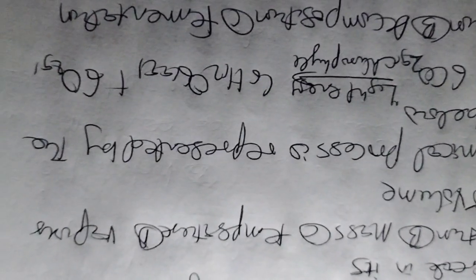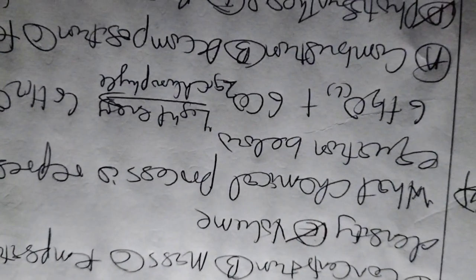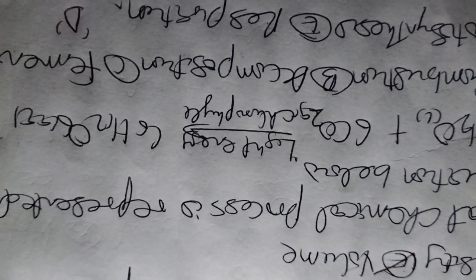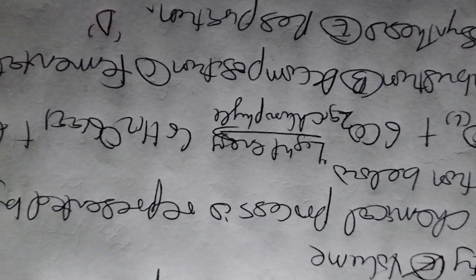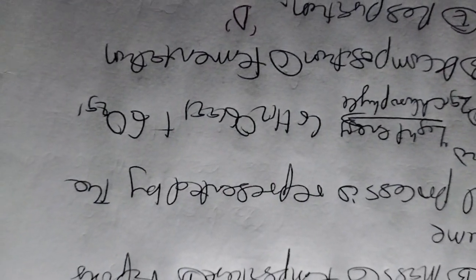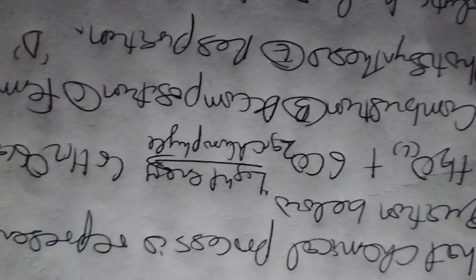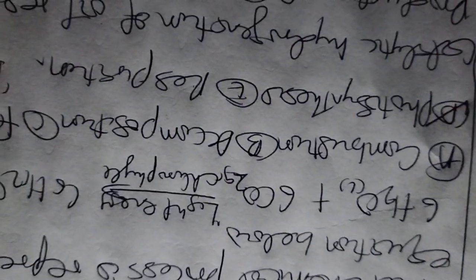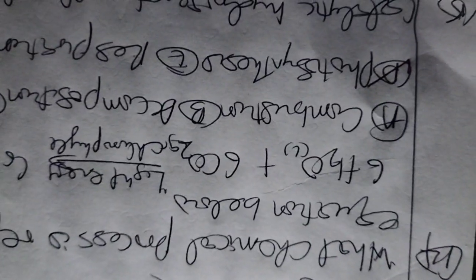14 says what chemical process is represented by the equation below? The equation is 6 molecules of water plus 6 molecules of CO2, in the presence of light and chlorophyll, giving us glucose and 6 molecules of oxygen. Option A, combustion, B, decomposition, C, fermentation, D, photosynthesis, and E, respiration. So number 14, the answer is D, photosynthesis.